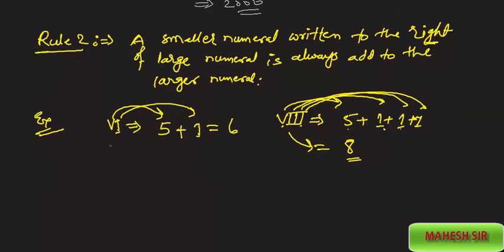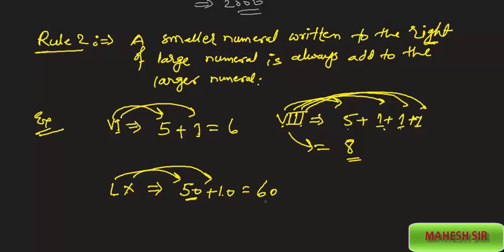Now I am taking one more example, this LX. What is the meaning of L? L is standing for 50. This X is standing for 10. Which one is larger? This 50, and on the right-hand side of L is X. So X is 10. So 50 plus 10 becomes 60. Okay, so this is rule 2.